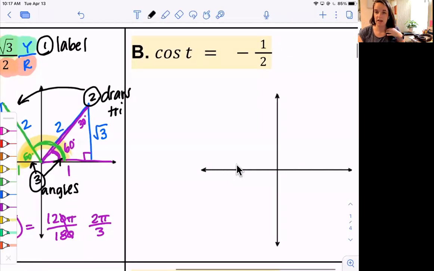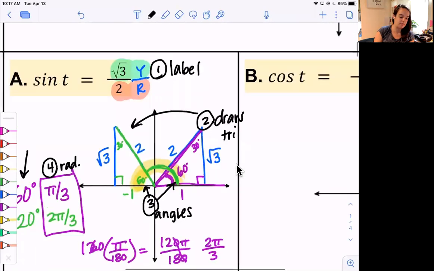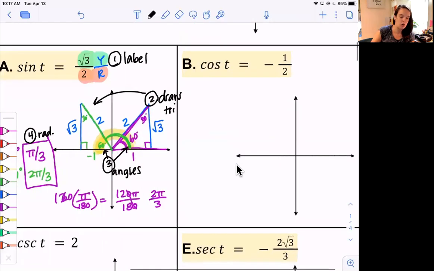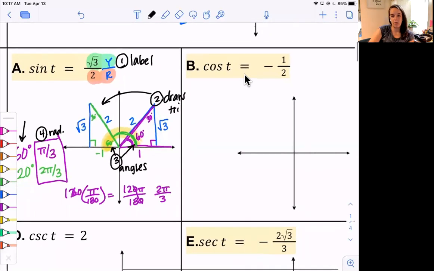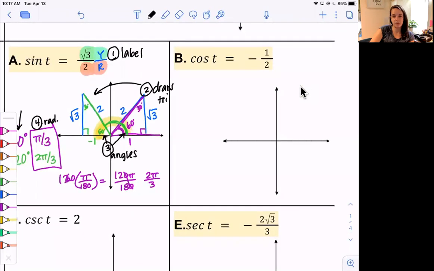As you feel confident, if you'd like to be called on, feel free to raise your hand. If it is quiet enough for you to come off mute, totally understand if that's not possible. All right, so first things first, we need a label. First step is to label. I'll leave this one up here. If I have cosine, what is my labeling? Yes, Kiara, x over r. X over r.